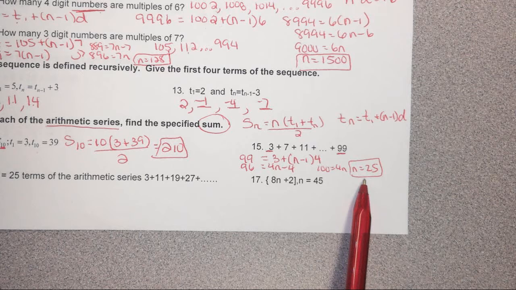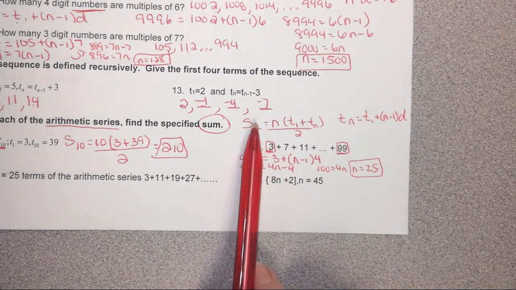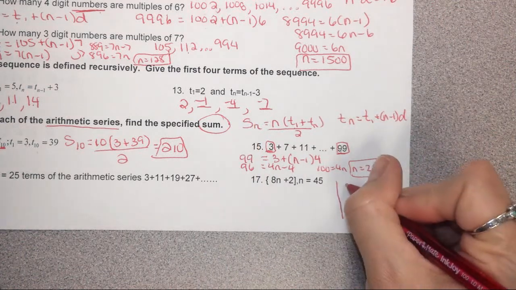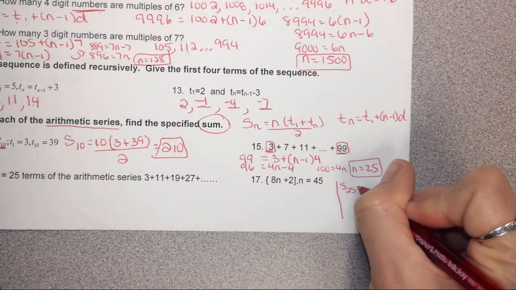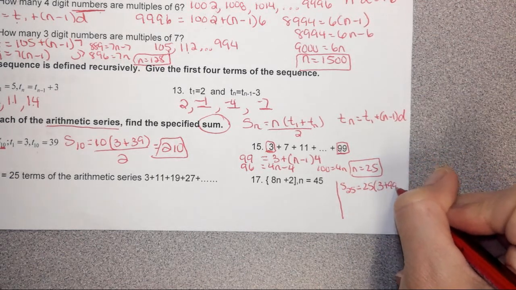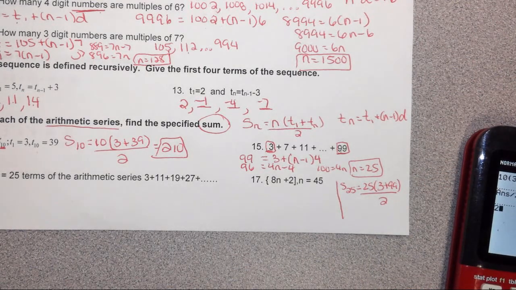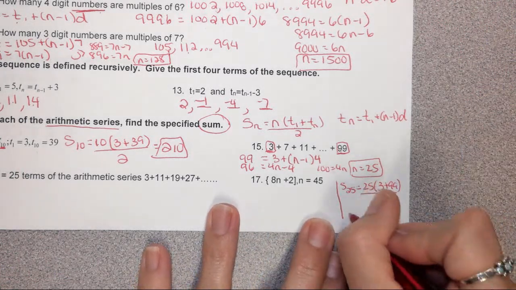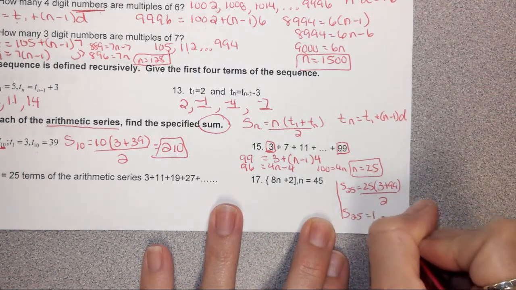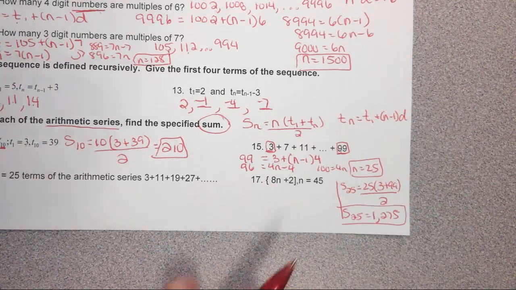All right, now that I know that n is 25, and I know the first term and the last term, I can plug into this equation right here. So the sum of the first 25 terms is equal to 25 parentheses 3 plus 99, all divided by 2. Okay, so we've got 25 parentheses 3 plus 99, enter, divided by 2, is 1,275. Okay, that's the final answer for number 15.